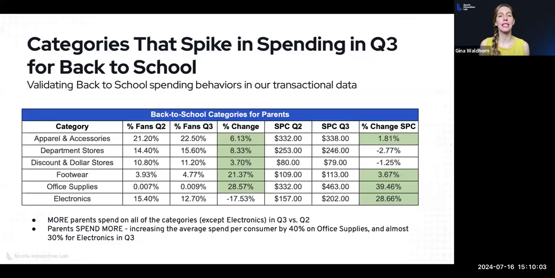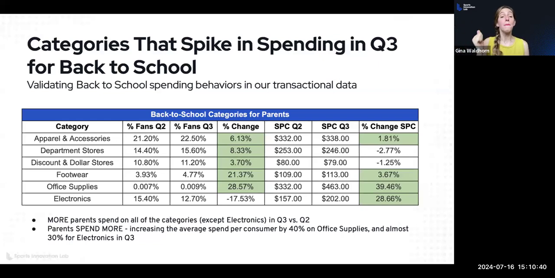So what are some of the insights that we've pulled out looking at these specific audiences? Well, for one, we were able to find categories that specifically spike in Q3 for back to school, which validates that back to school spending behavior. So here you're looking at back to school categories against parents, and we're seeing the percent of our parental back to school audience that spent in those categories in Q1 versus Q3, when we associate back to school spending to take place anywhere from that July, August, September time period.